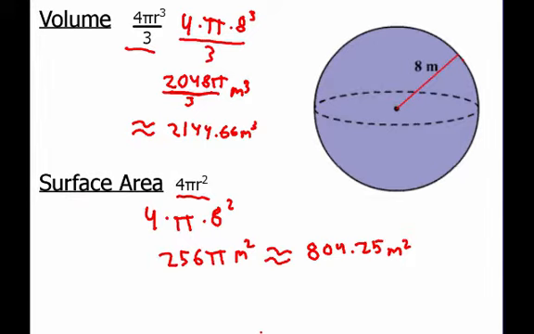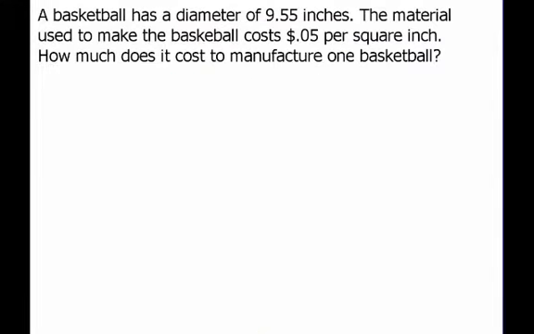So let's look at an application problem. In this problem, we have a basketball that has a diameter of 9.55 inches. The material used to make the basketball costs 5 cents per square inch. We want to know how much does it cost to manufacture one basketball.